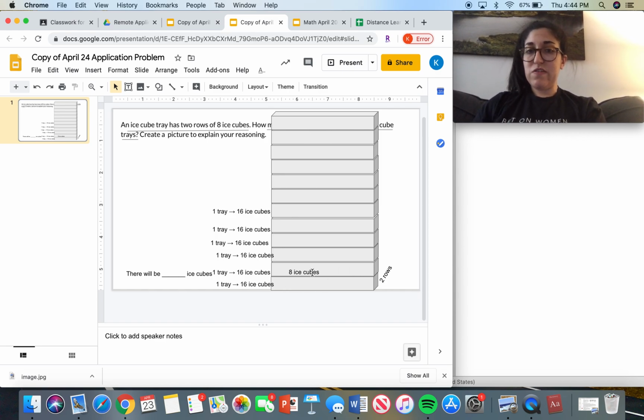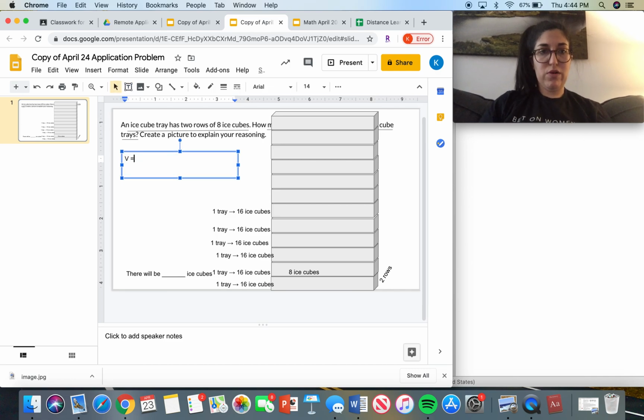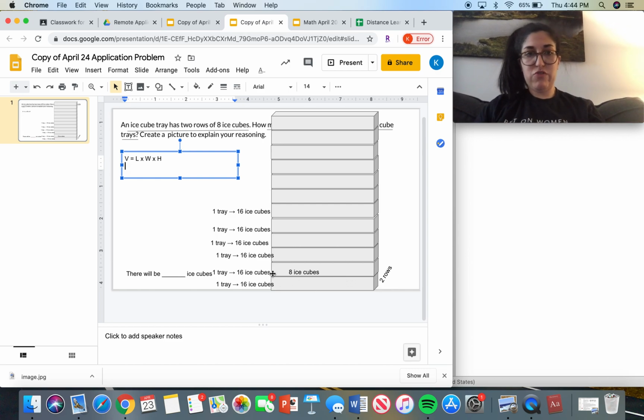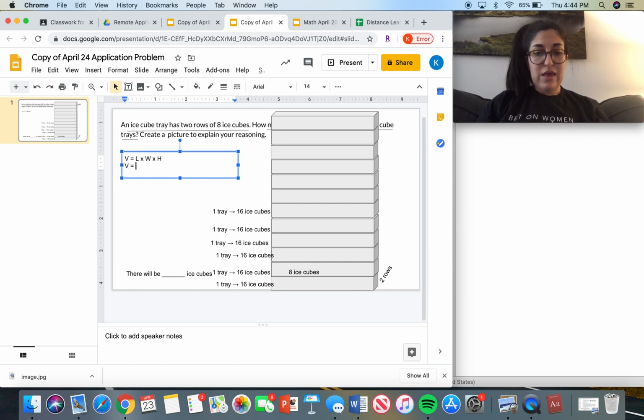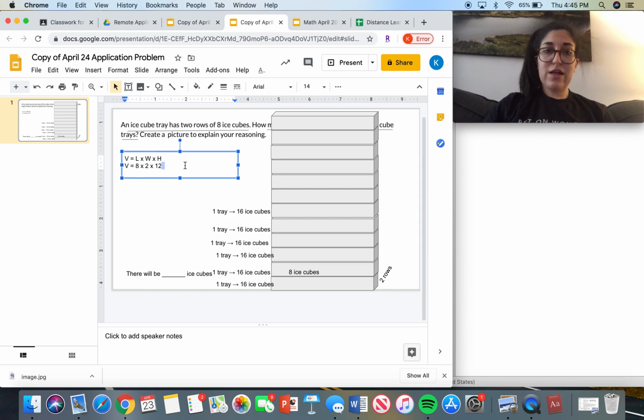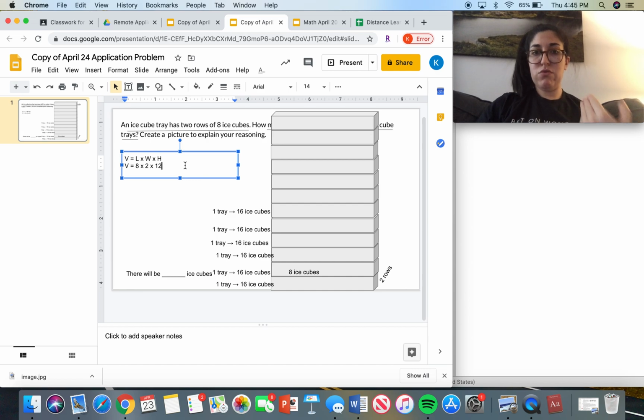How did we get the original 16? We did 8 times 2, 2 rows of 8. So if we go back to what we thought about with volume, when we said volume was length times width times height, in this case, the length is how many ice cubes go across. So the volume is 8 times, what's our width? In this case, it's how many rows we have, 2, times height. How many trays high did we go? We went 12 trays high. So in order to calculate the volume here, we would do 8 times 2 times 12.